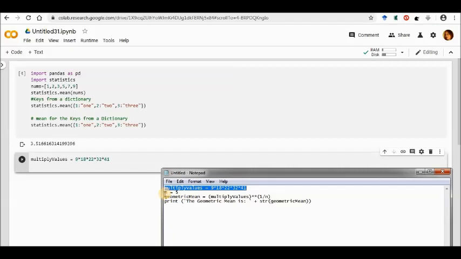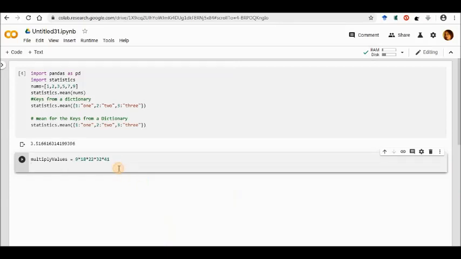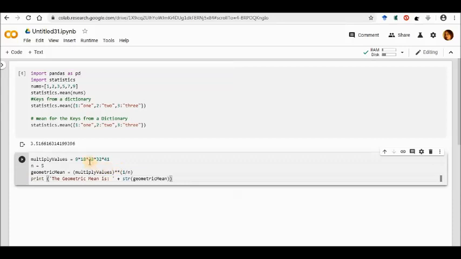And once this is done, print. That's the next command that you're going to give, with simple brackets, and quotes opened and closed. The geometric mean is, plus string geometric mean in double quotes, simple brackets closed for the first one, and for the second brackets also we will be closing it. So let us go forward and see how to do the calculation for this particular case.